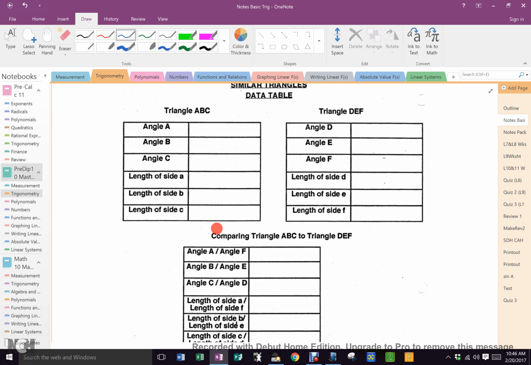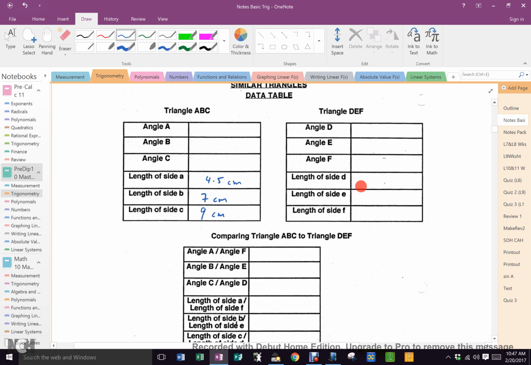Are we going in metric? 9 centimeters. 9 centimeters for side which? Little c. Little c, Max has it, 9 centimeters. Who has a measurement for little b? 7? And who's got a measurement for little a? 4.5? Cool.